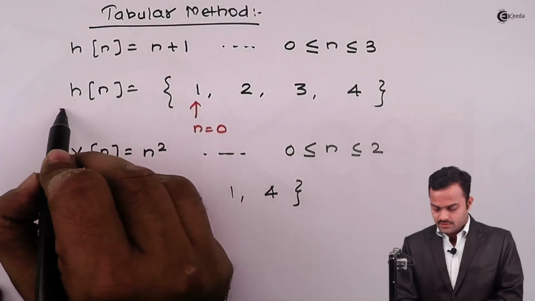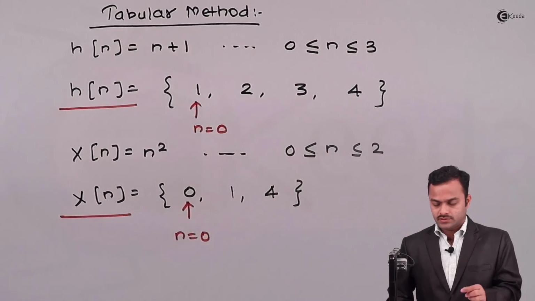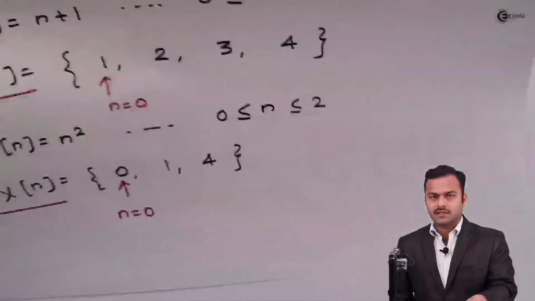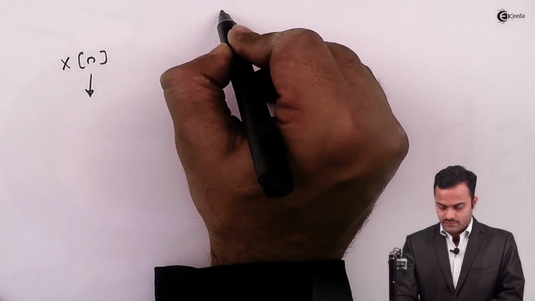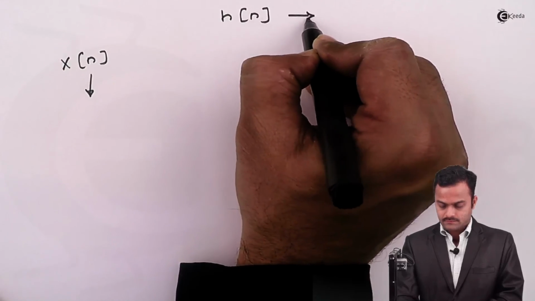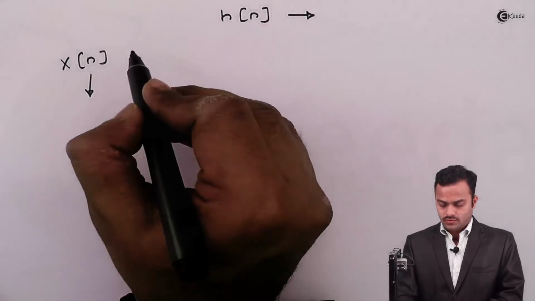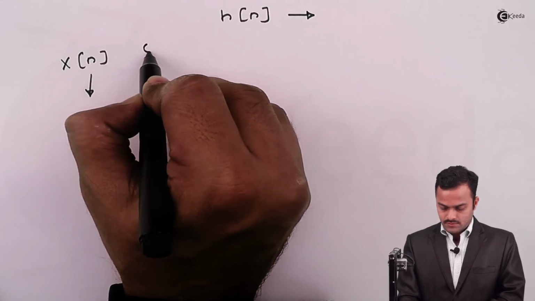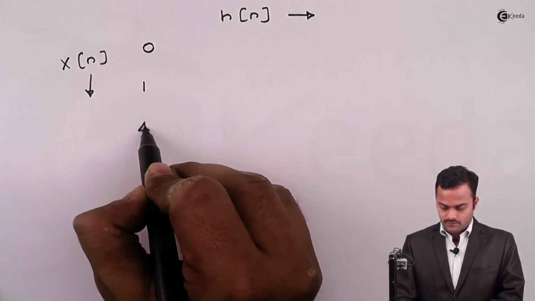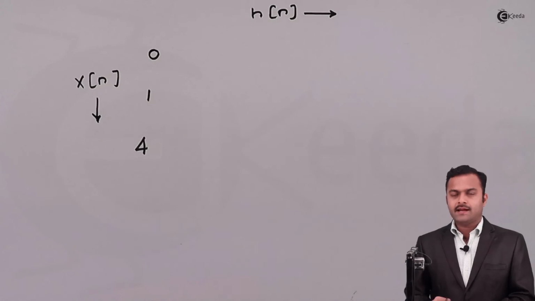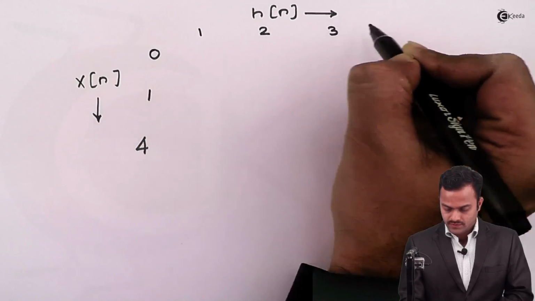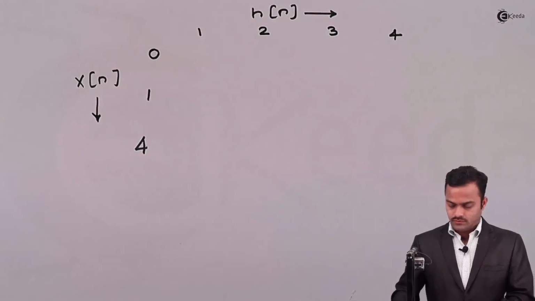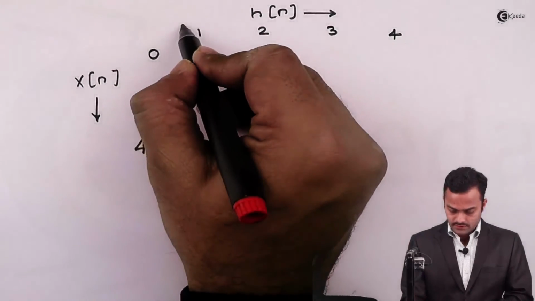Now these are the sequences available, and we need to use this to get a convolution using tabular method like this. So over here I will have x of n and h of n like this. So x of n is 0, 1, 4 and h of n is 1, 2, 3 and 4. So let's complete the table. It will be like this.